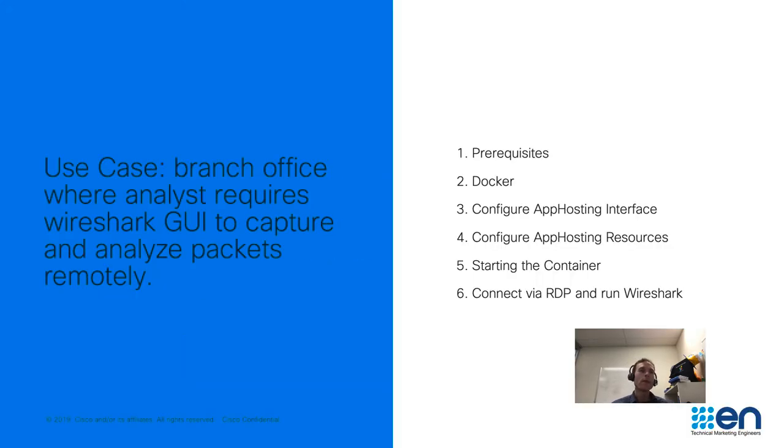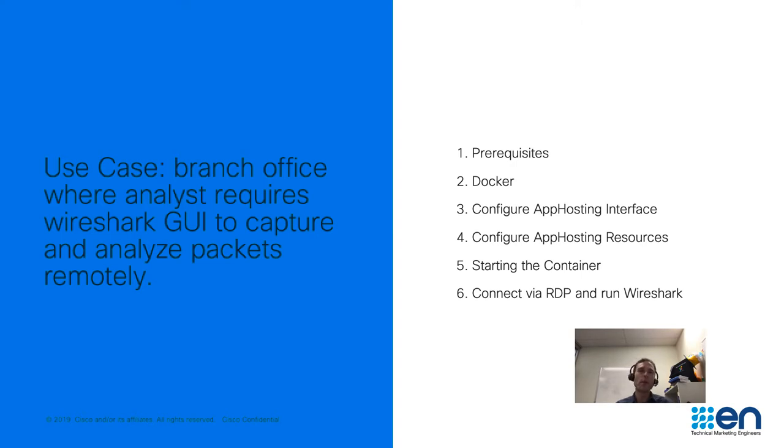So the use case here is where we have a branch office and the analyst wants to use the Wireshark GUI that they're familiar with to capture the packets as well as to analyze them. So again, this is a remote branch office, so we're going over a WAN link where we don't want to send a large packet capture over that link to do the analysis.